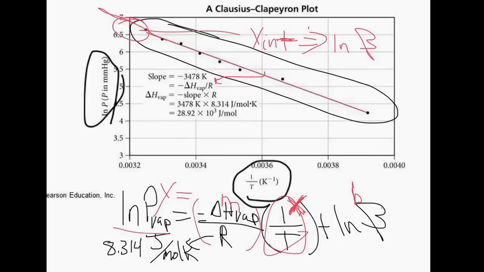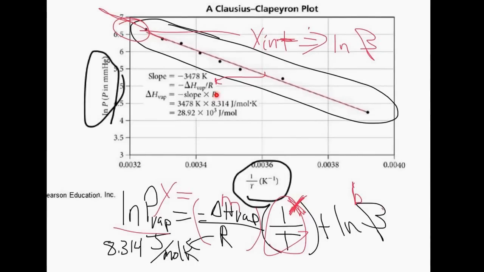If you know the slope, we already know what R is, because that's the universal gas constant, 8.314. We can rearrange this and solve for the delta H of vaporization. In this case, the slope is minus 3478, and we simply multiply the slope by R, and we get 28.92 times 10 to the third joules per mole. Now, in order to get this information, we would need to plot several points. We'd have to take a long experiment where we measure the vapor pressure at a bunch of different temperatures, and then we can do this.